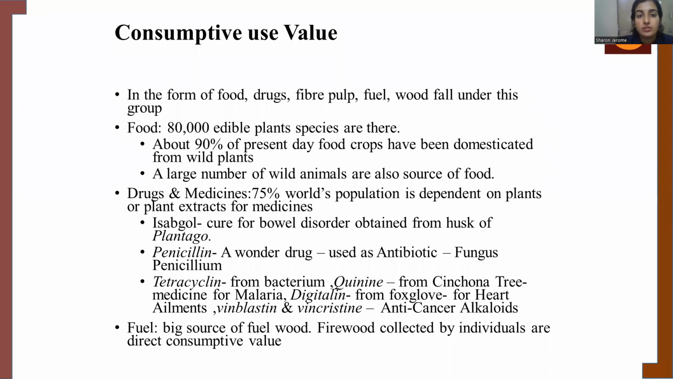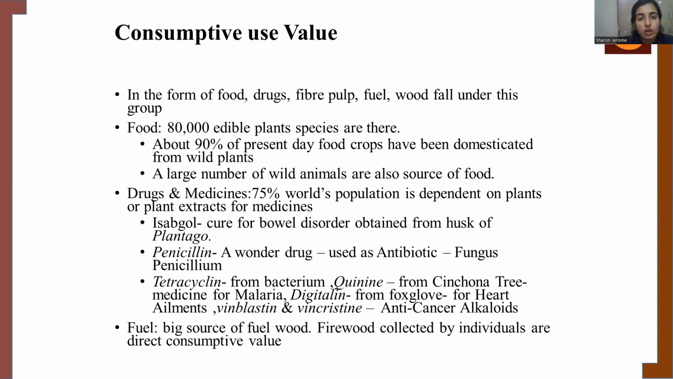So now let's look into the consumptive value of biodiversity. The consumptive value means the non-market value of the resources. That means the non-market value of the biodiversity product, which can be harvested and consumed directly without going into the market. These include fuels, food, and drugs, which can be directly harvested and consumed without actually going into the market. So this is the consumptive value of biodiversity.